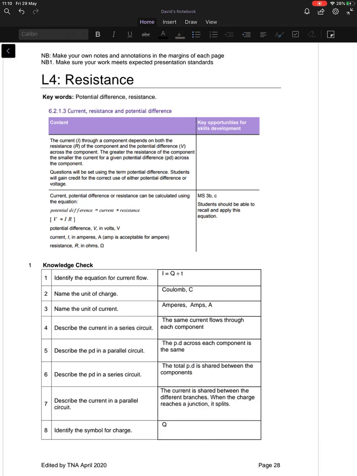So identify the equation for current flow. So I equals Q divided by T. Current equals charge divided by time. That's what that means. Charge is measured in coulombs. Current is measured in amps.